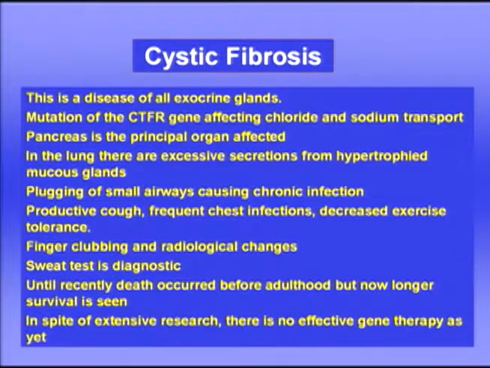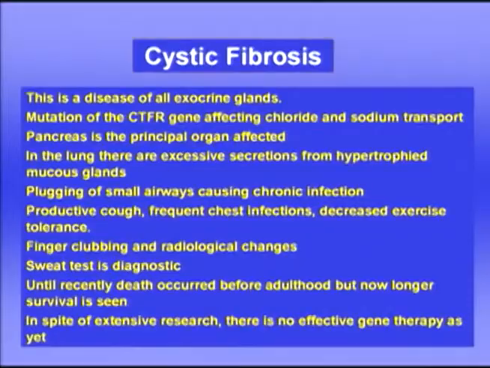And the final condition I'm just going to mention briefly is cystic fibrosis. Again, a very important disease, no question about that, but in the context of pulmonary pathophysiology, not so important, simply because pulmonary function tests are not particularly useful, certainly not useful in the diagnosis, and not really useful particularly in the management of these patients. It's a disease of all exocrine glands, and the principal organ affected is actually the pancreas. It's caused by a mutation of a gene, the CFTR gene, which affects chloride and sodium transport across cell walls.